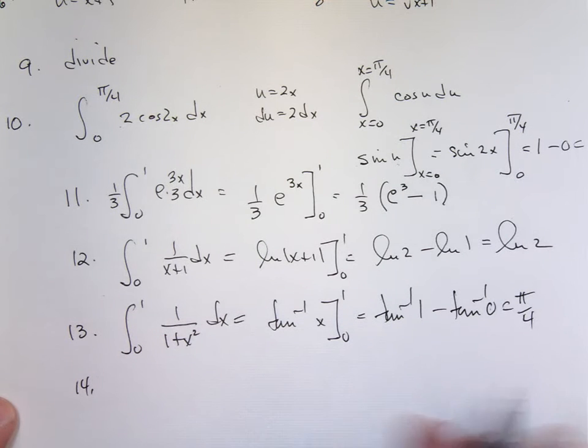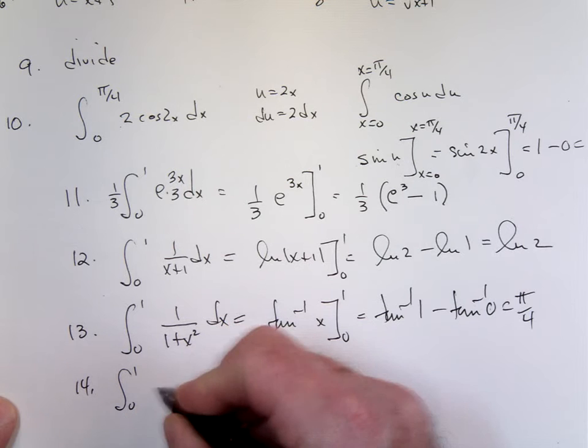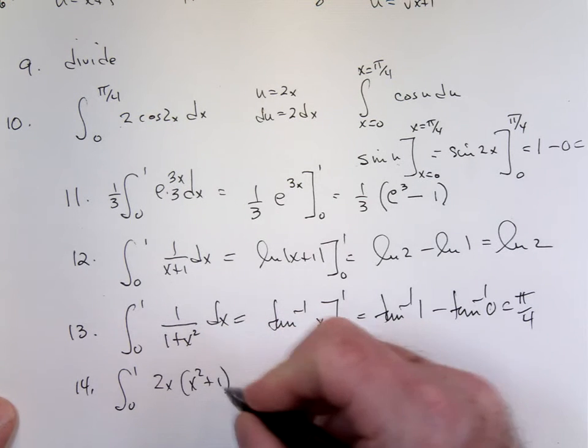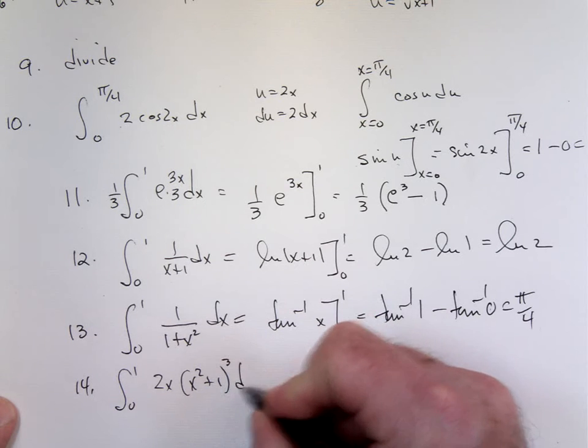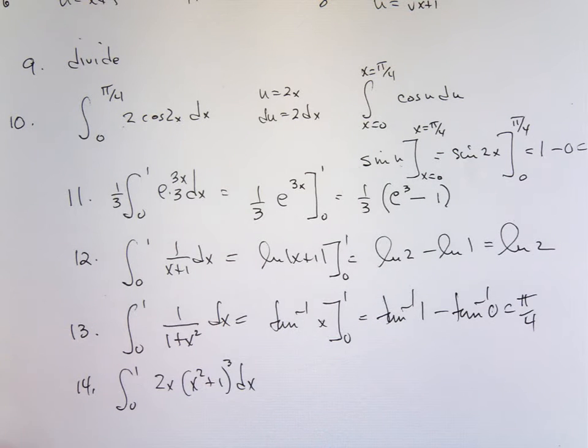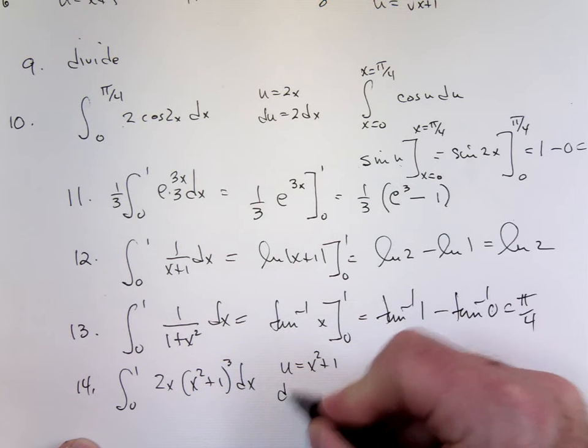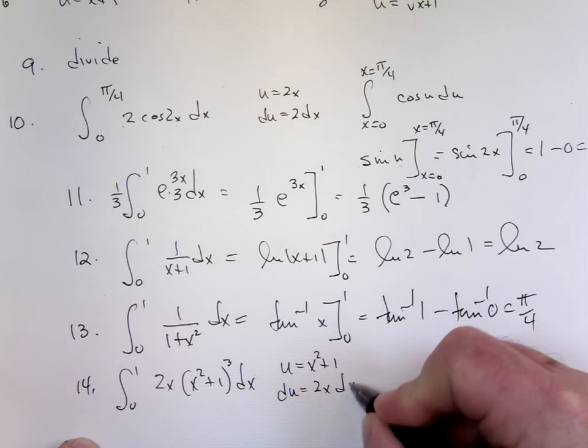The integral from 0 to 1 of 2x times (x squared plus 1) cubed. This is a u to the n form. It's possible to do by multiplying the whole thing out and integrating term by term, but the way to go is to let u equal x squared plus 1. The du is 2x dx, which you have.